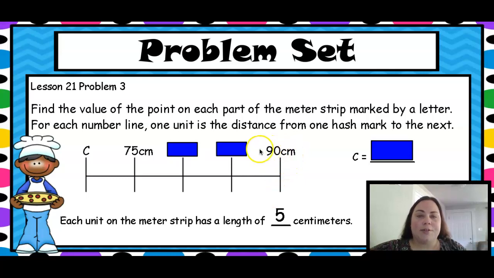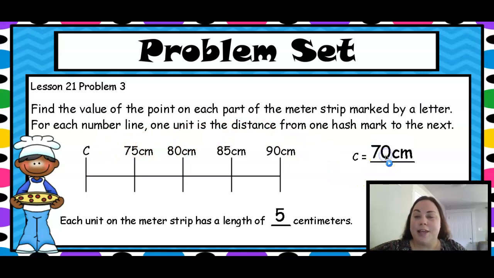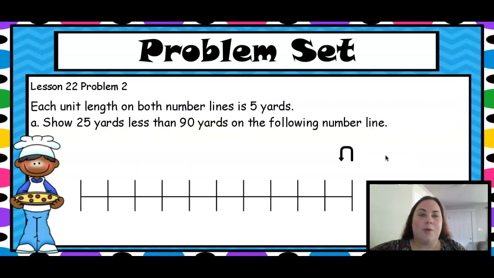90 centimeters, 85 centimeters, 80 centimeters, 75 centimeters. So if we count back one more, how many centimeters do you think will be at the letter C? Go ahead and shout your answer out to me. If you said 70 centimeters, you are correct. Very good.